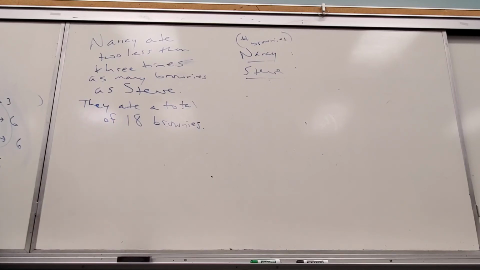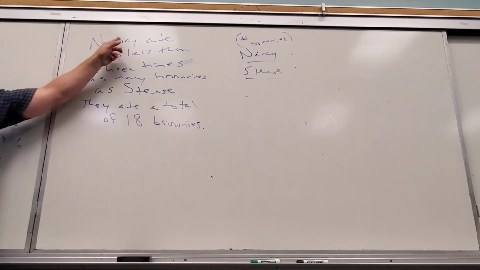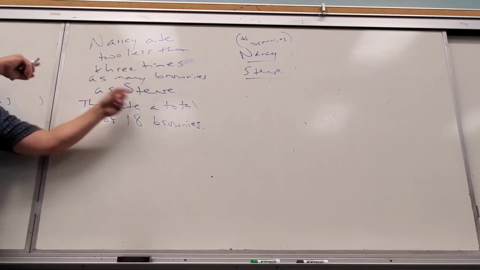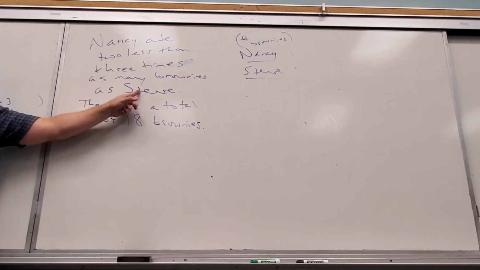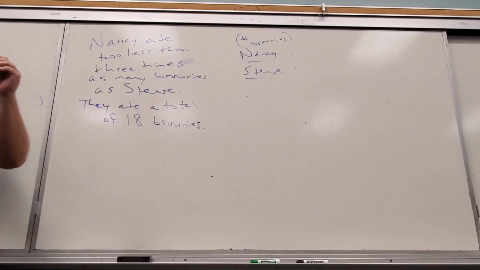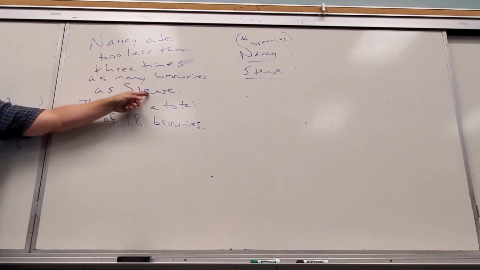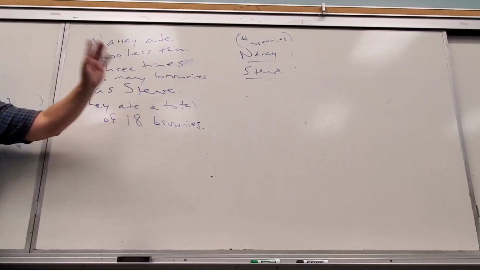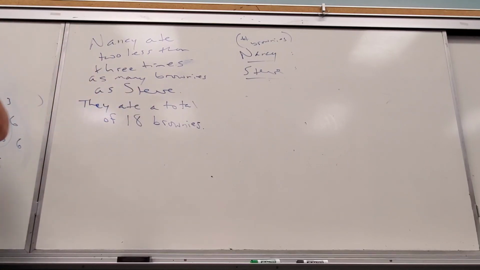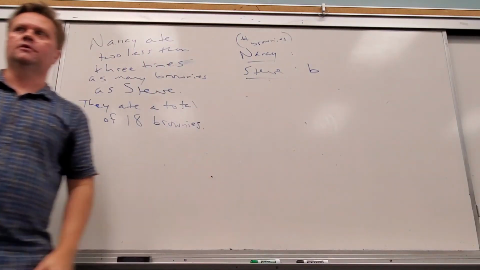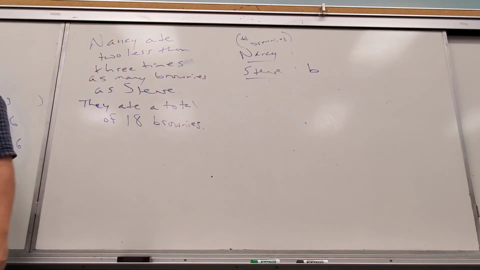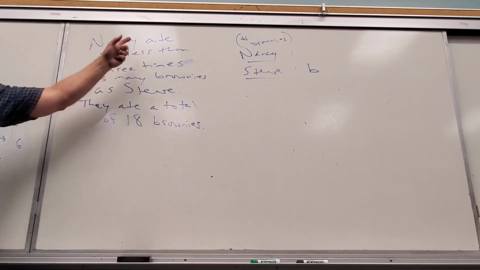Because what Nancy ate is being compared to Steve. Yeah, Nancy ate 2 less than 3 times Steve's amount, right? So I have to know Steve first. Do you guys see that? You should always be able to tell who's just X because the other thing depends on that. I can't know what Nancy ate until I know what Steve ate. Now here's the beautiful thing about algebra. Steve ate B brownies. So now I know exactly how many Nancy ate. How many did Nancy eat?